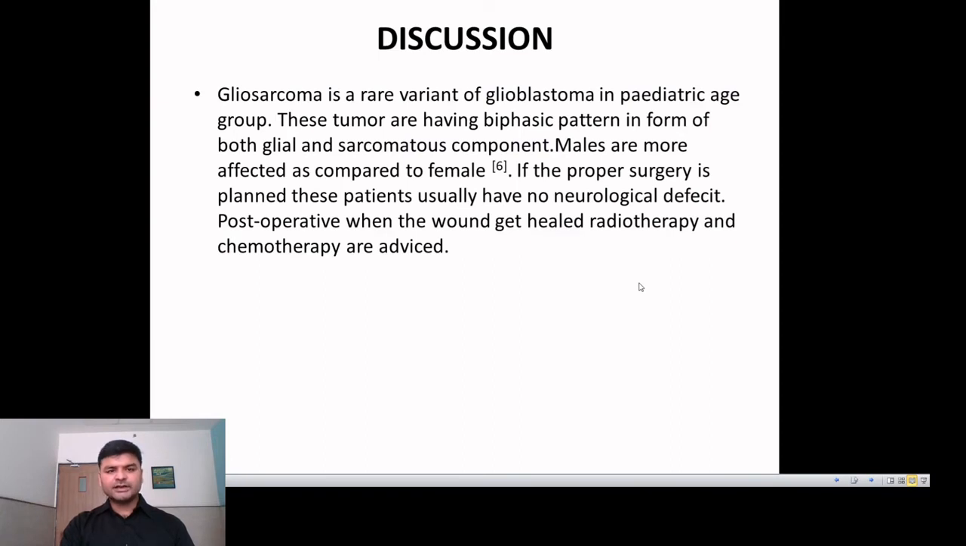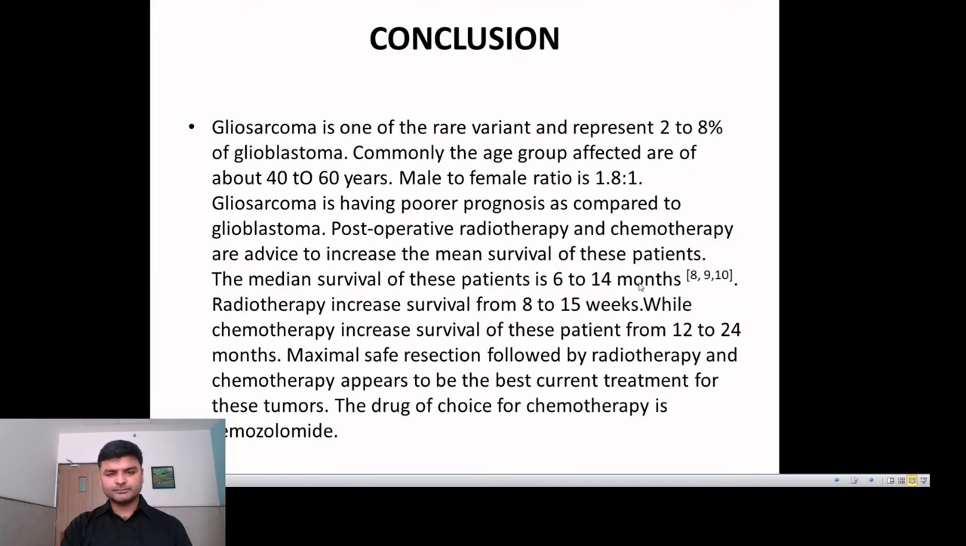The discussion: Gliosarcoma is a rare variant of glioblastoma in the pediatric age group. These tumors have a biphasic pattern in the form of both glial and sarcomatous components. Males are more commonly affected than females. If proper surgery is done, patients usually have no neurological deficit post-operatively. Post-operatively, when the wound gets healed, radiotherapy and chemotherapy are advised.